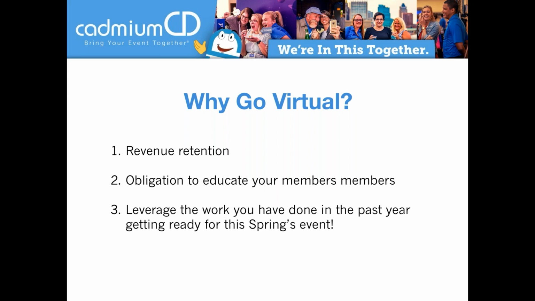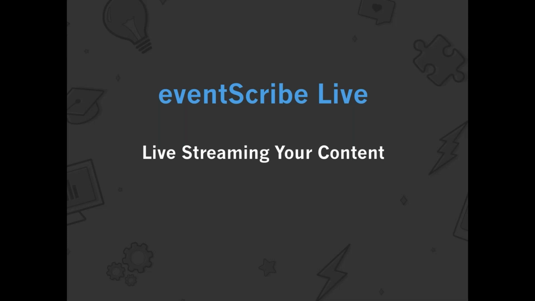And of course, you want to leverage the work that you've done in the past year getting ready for your event this spring. I'm sure many of you are heartbroken by the countless hours you've put in, only to find out that attendees won't be able to experience what you've planned. So we're going to talk about some options that allow you to leverage the content you would have had live for an online experience for your members or your attendees. We're going to start with a new product that we call EventScribe Live. This is for live streaming your content directly to the EventScribe platform.